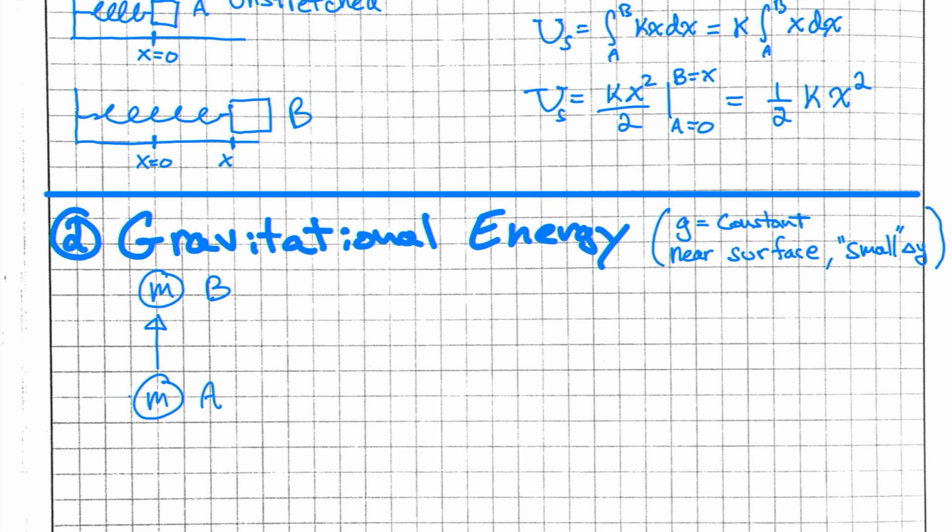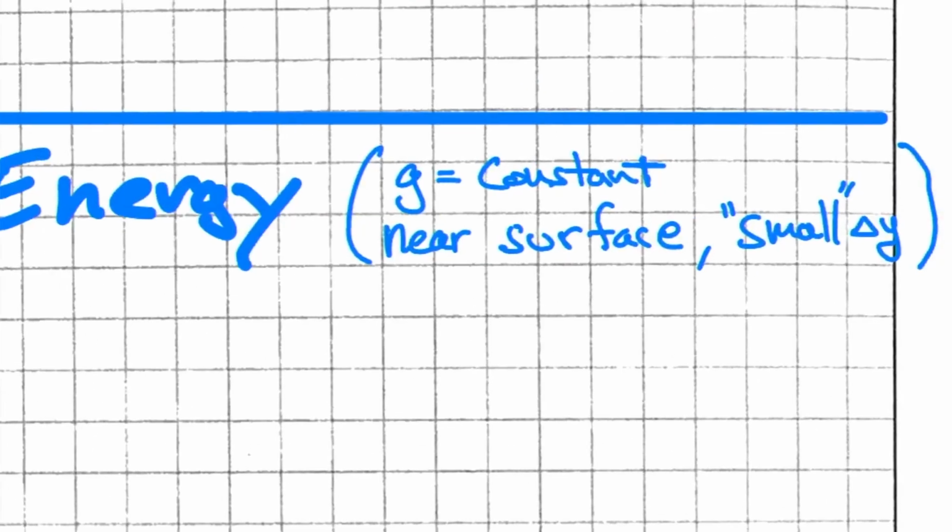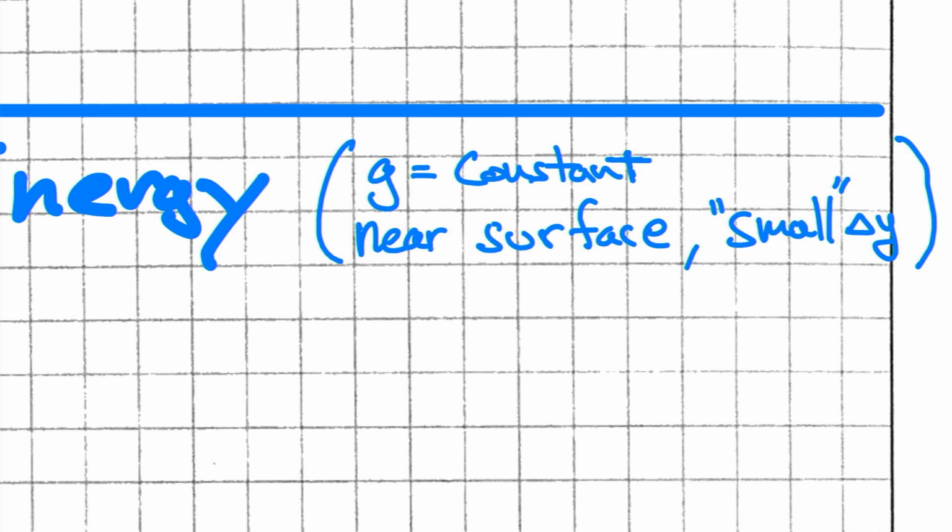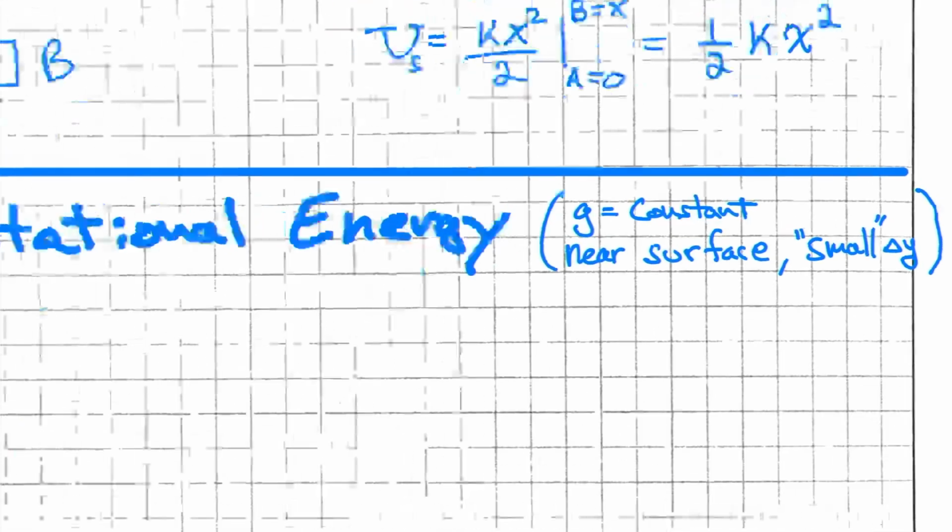For this derivation, we're going to let g be constant, which means we're near the surface of the Earth or a planet or a moon. Basically, we have a small change in height. I put small in quotation marks because small is a relative term. Small compared to what? This is small enough that it does not change the value of g. That's the primary thing here, that g is constant.